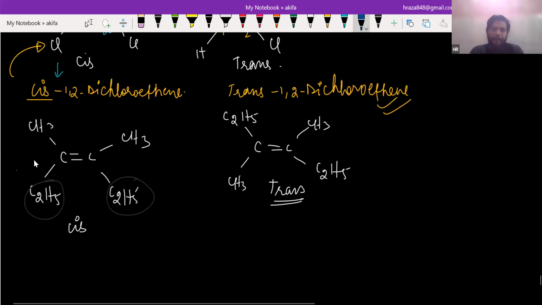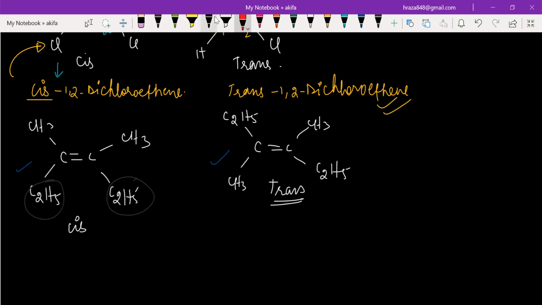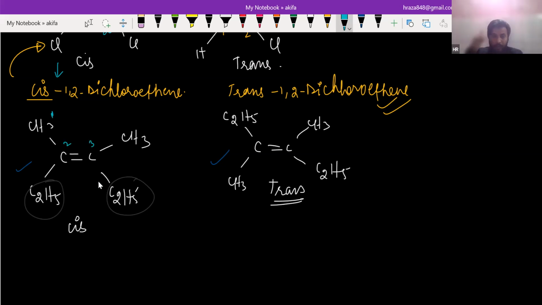So can you name this or this? 1 comma 2. So this is wrong. If you are going with 1 comma 2, it's wrong. Just think about the nomenclature and do it again, please. Should I name it? Yes. You can name it numbering from this side, but it will be wrong.